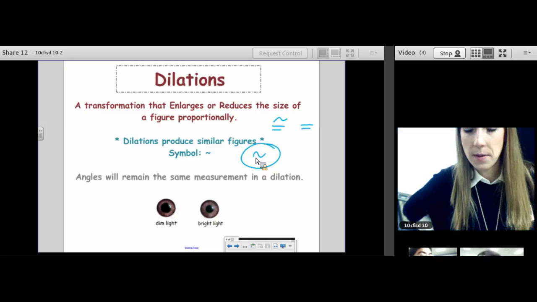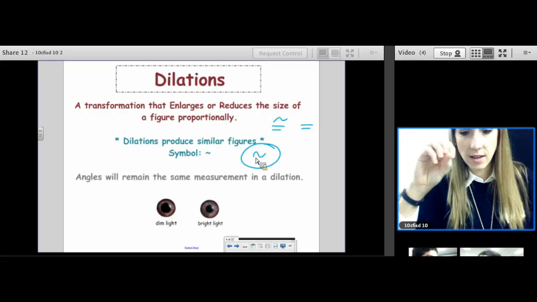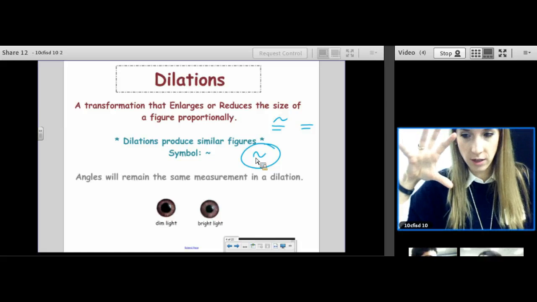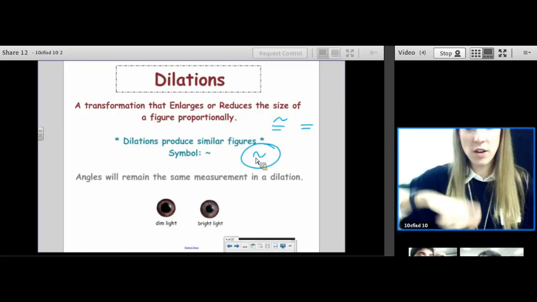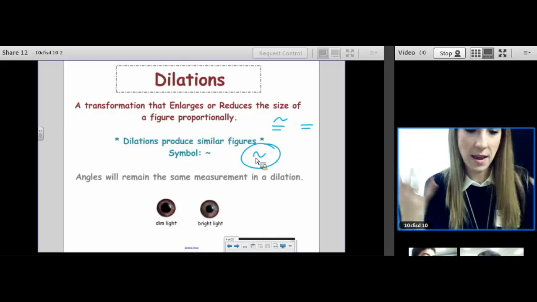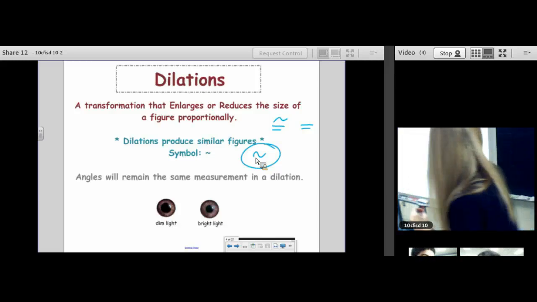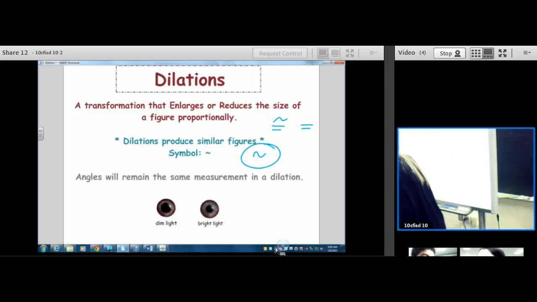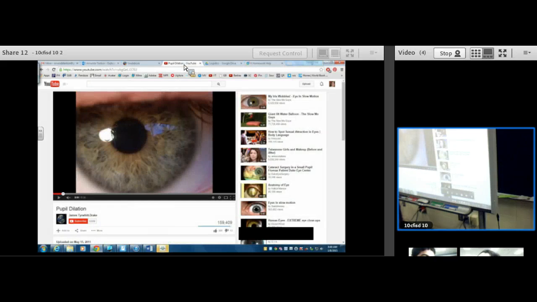But anyways, how your eye works is that when the lights are off in dim light, the pupil gets larger, the iris gets smaller. I think I'm using the right terminology. And then when you turn the lights on, boom, it shrinks. And that's how you can make the connection to dilation, enlarging and reducing. So real quick, here's an image off of YouTube of a pupil being dilated.